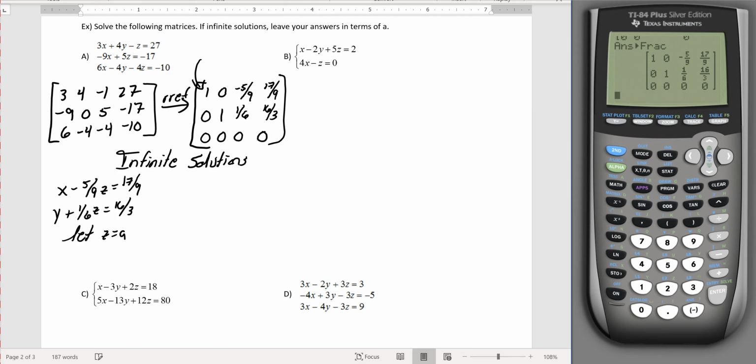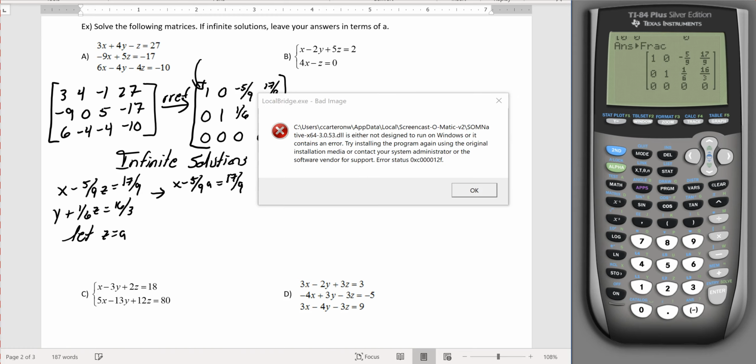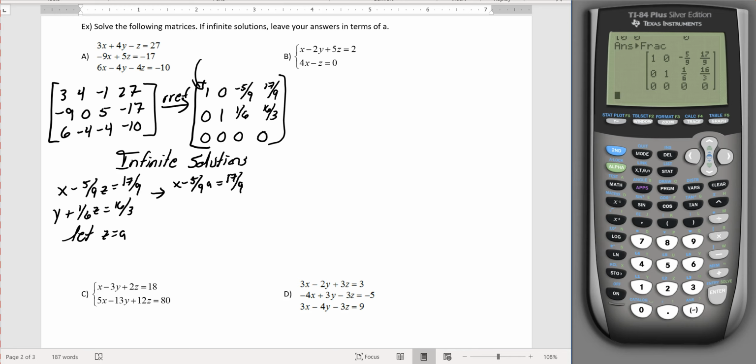So we're saying z can be any value. We're going to find what x and y are in relation to that value of z. So all I have to do here is rewrite these with z as a. So x minus 5/9 of a equals 17/9. Oh, that's a 9. Numbers are hard. 17/9. Sorry about that. And y plus 1/6 of a equals 16/3.